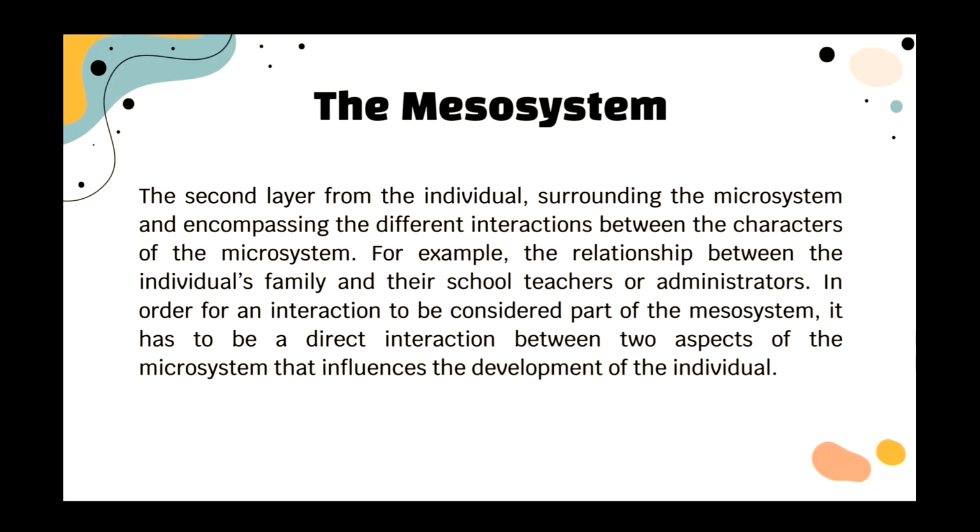Next, we have the mesosystem, the second layer from the individual, surrounding the microsystem and encompassing the different interactions between the characters of the microsystem. For example, the relationship between the individual's family and their schools, teachers, or administrators. In order for an interaction to be considered part of the mesosystem, it has to be a direct interaction between two aspects of the microsystem that influence the development of the individual.